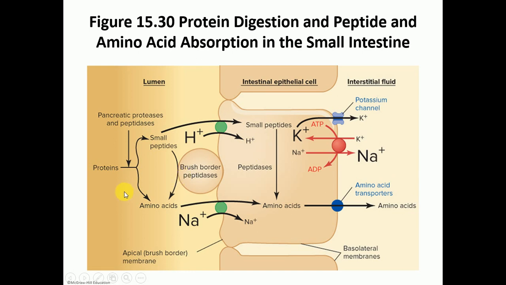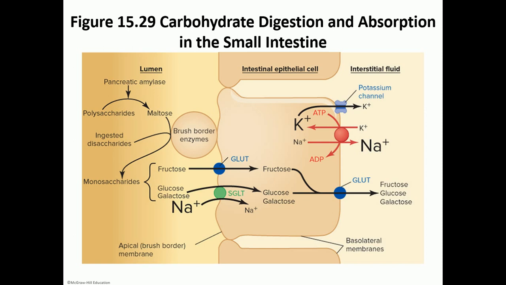So we're going to absorb all of these monosaccharides: fructose, glucose, and galactose. Fructose can go through this glucose transporter on your apical or brush border membrane, while glucose and galactose come in together through a sodium glucose transporter. Now that all three of them are inside of the cell, they can all diffuse through this glucose transporter into the interstitial fluid, eventually into your bloodstream.